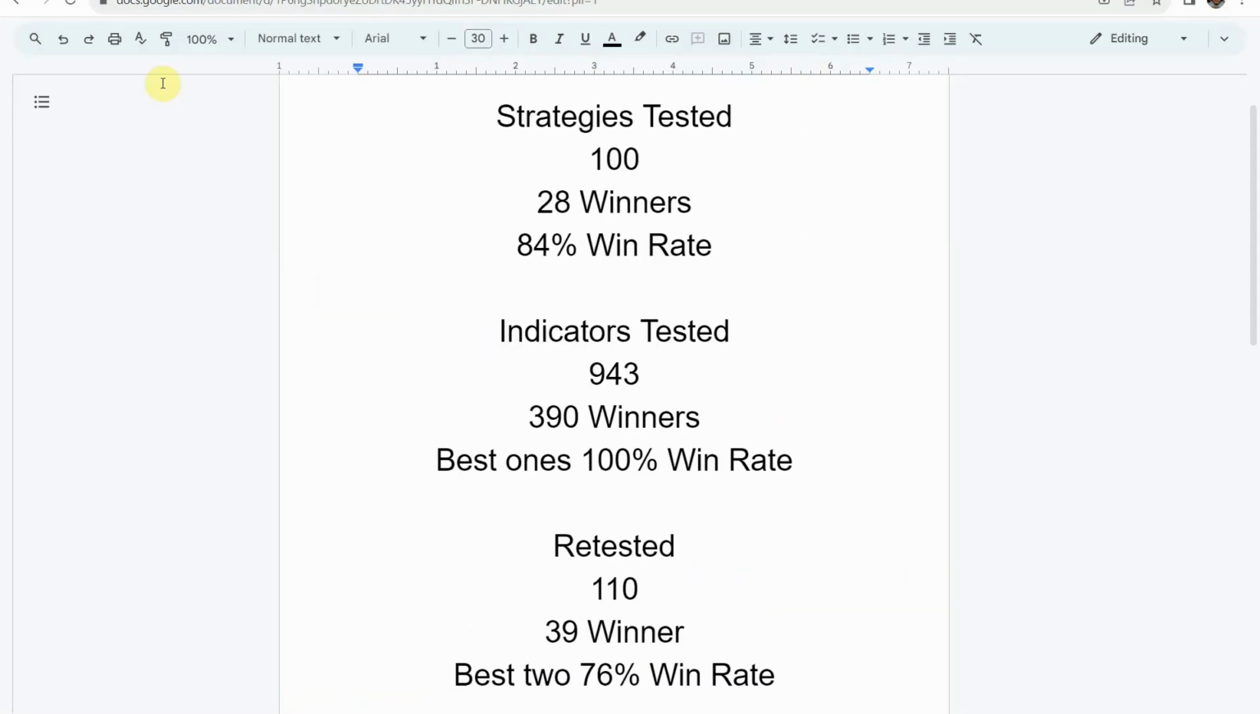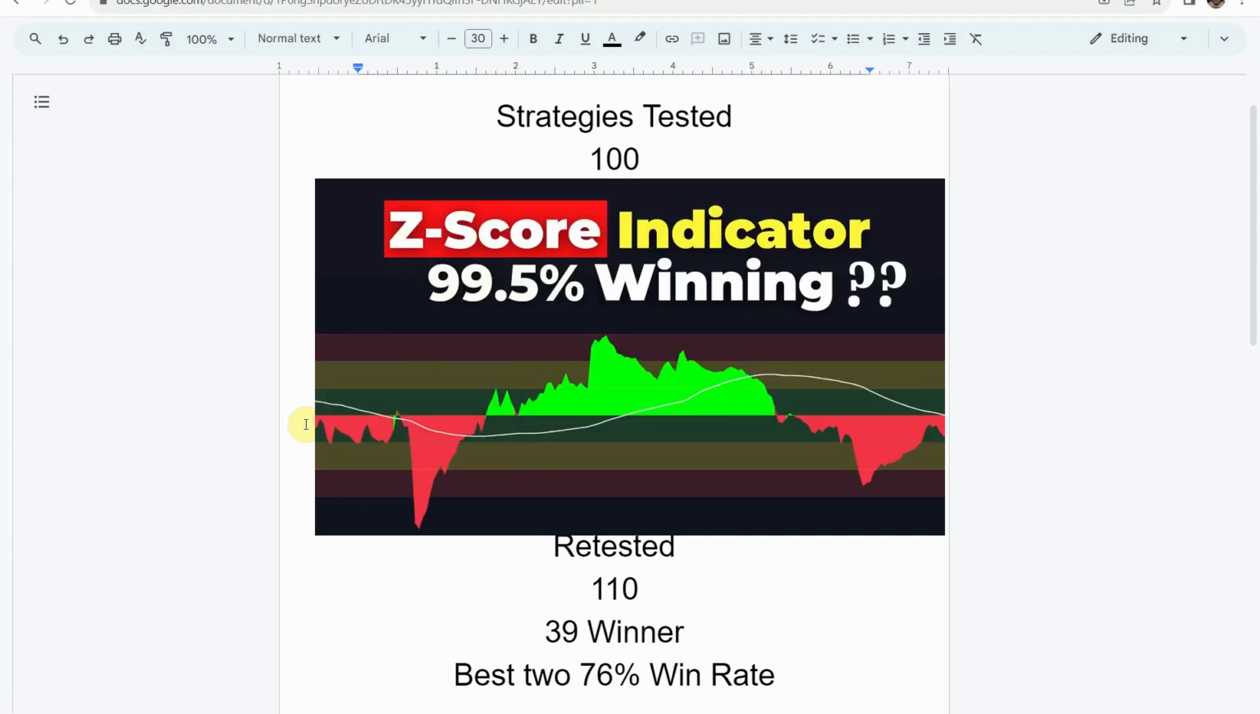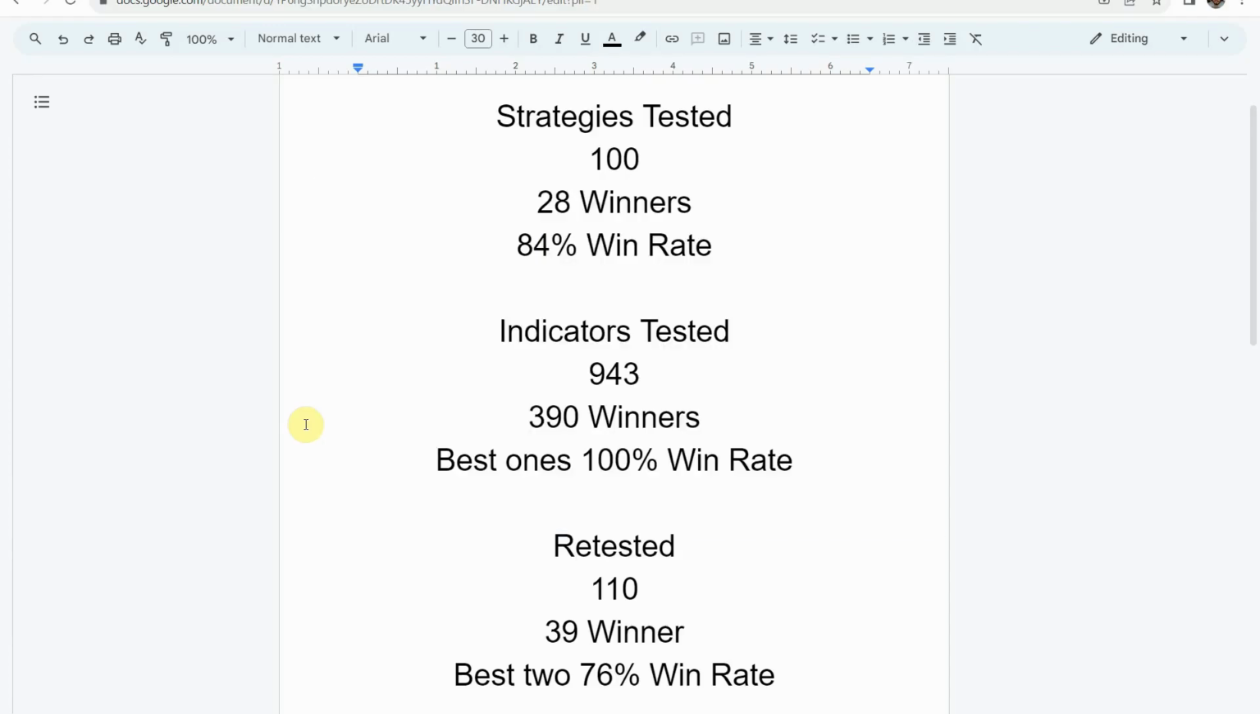Before we do though, I wanted to put the testing scoreboard up for everyone to see. To date, we have tested a total of 100 different strategies, with 28 of them being winners. The best one so far was able to achieve an 84% win rate. That is the Academy of Forex indicator with the Z-score probability indicator. I will put a thumbnail of that video up on screen right now. I will also link to it at the end of this video so you can just click on that link, go straight to that video, and watch that video on the best strategy that we've tested so far.